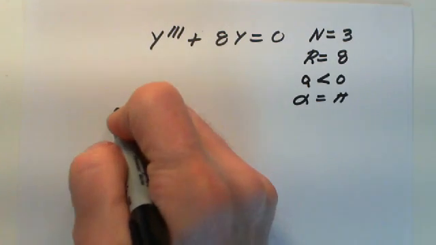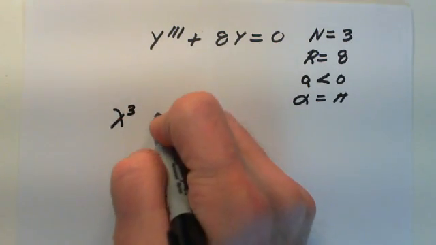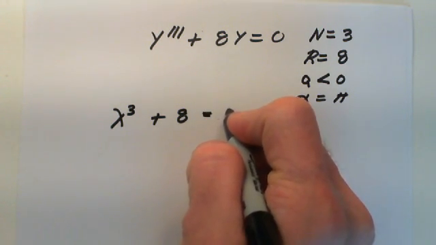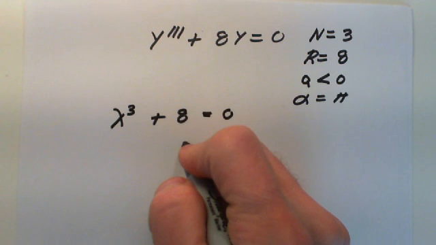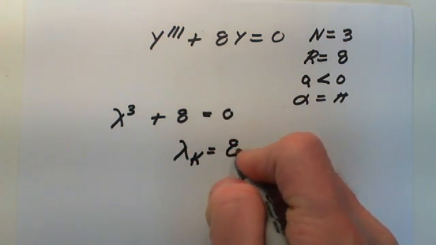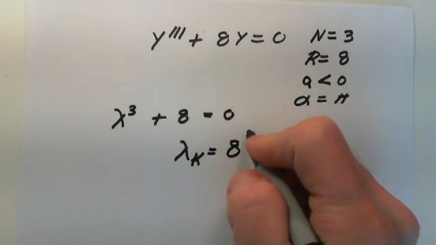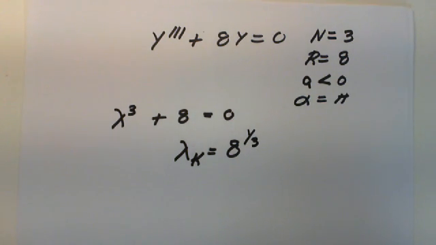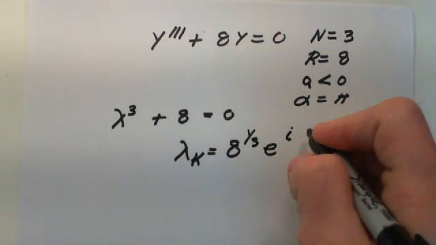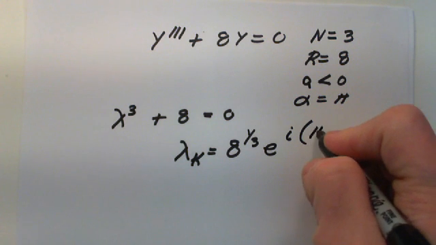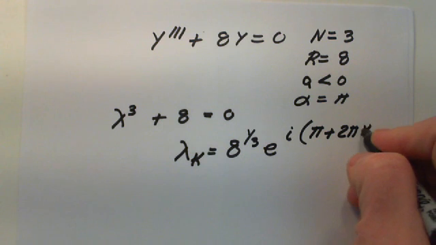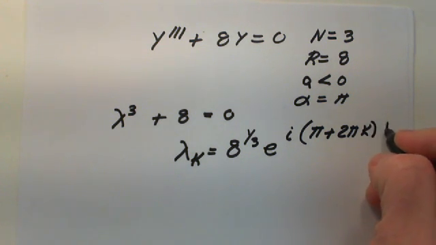We'll write this in terms of lambda cubed plus 8 is equal to 0. We'll go immediately back to our lambda k. Lambda k is going to equal 8. Again, since it's 3, we take this to the 1/3. Okay, we're going to multiply that by e to the i, and we're going to raise that to pi plus 2 pi times k, times 1 over 3.